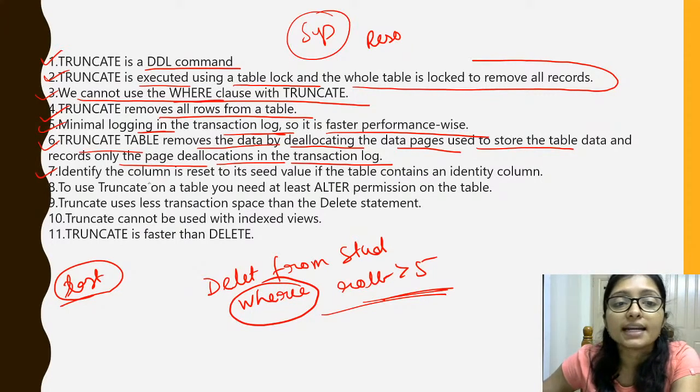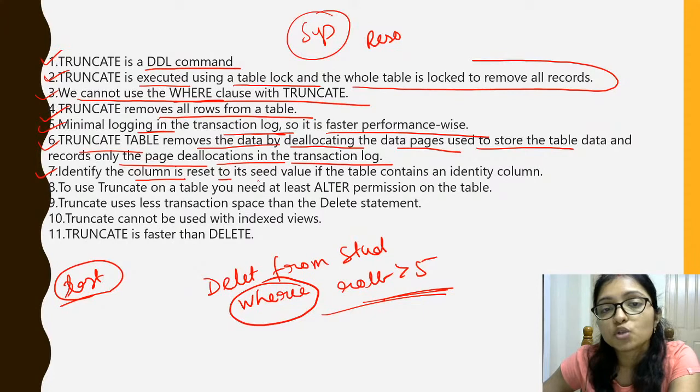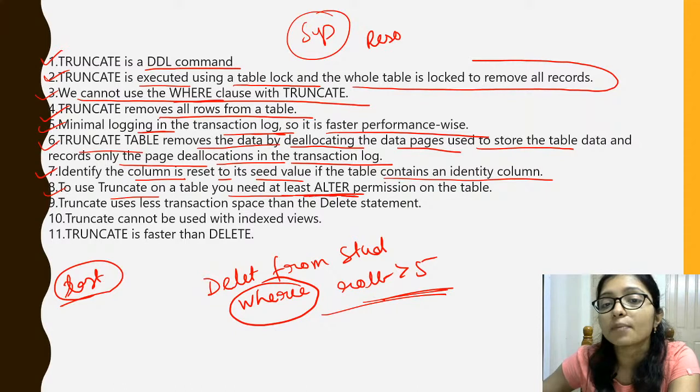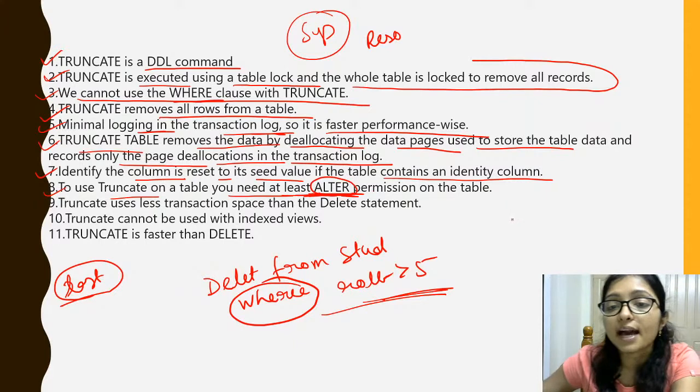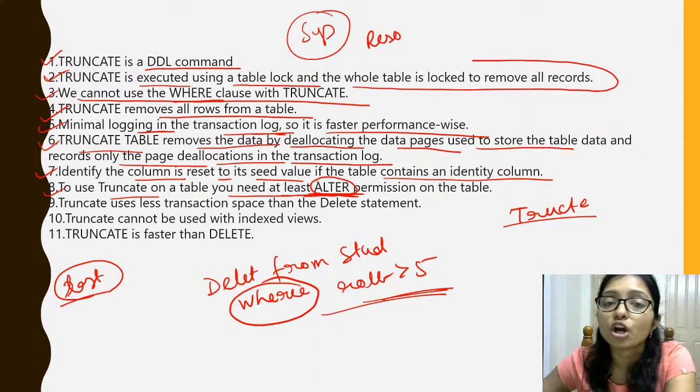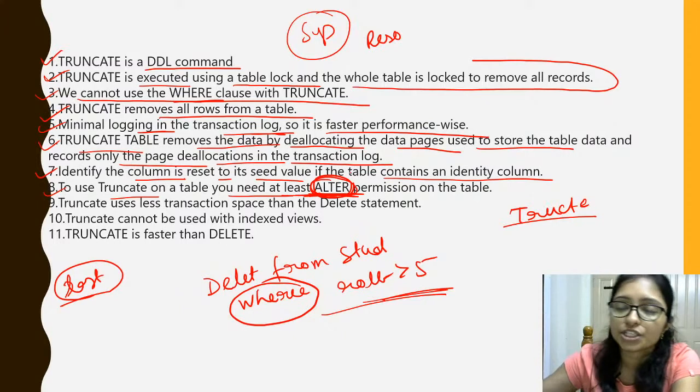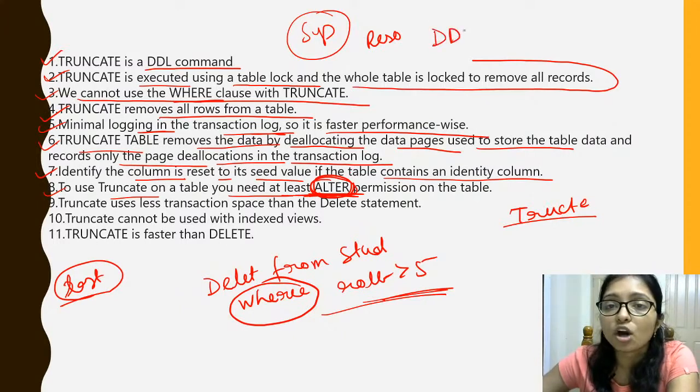Okay, and identify the column to reset to its seed value, and the table contains an identity column, it is the same. And to use the truncate table you need at least alter permission. Here you can see that to apply the truncate, you cannot apply truncate if you do not have the alter permission. Okay, because why? Because truncate is a DDL, data definition language. Truncate is a DDL command.